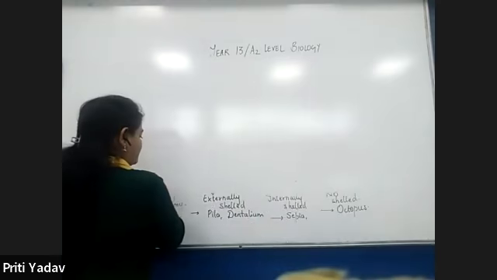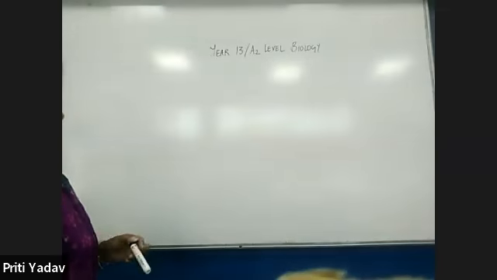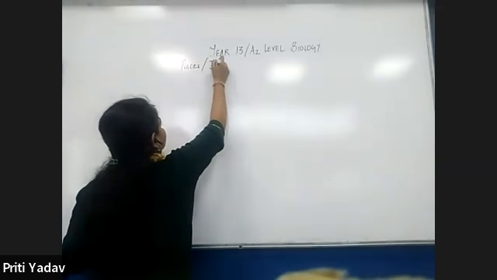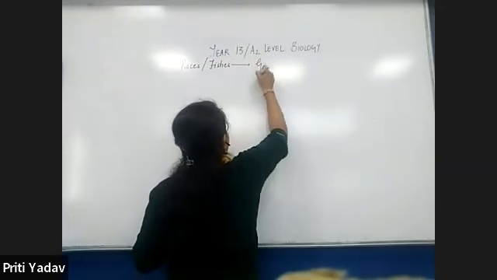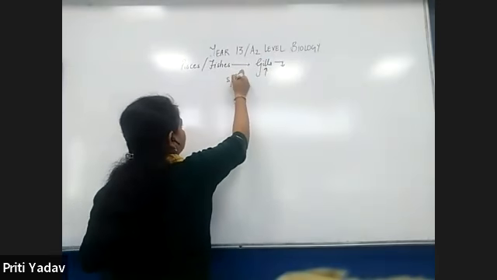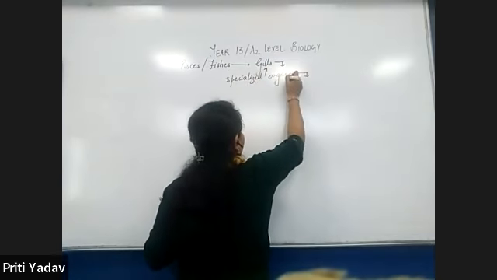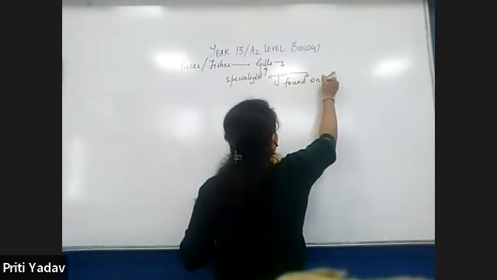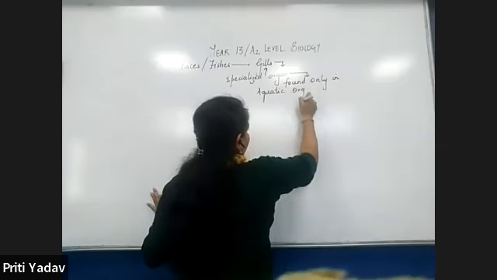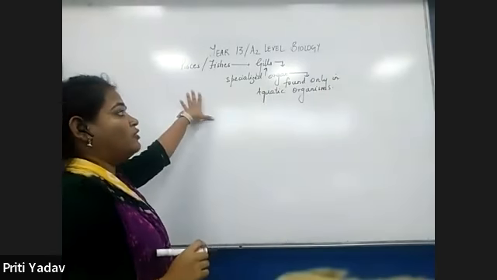Moving to the next category, that is fish. They have presence of gills. These are specialized organs which are found only in aquatic organisms. Specialized organs for respiration.